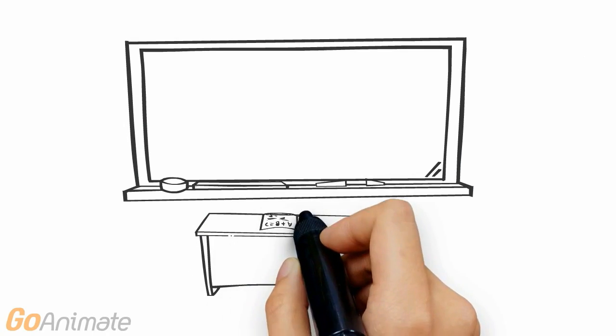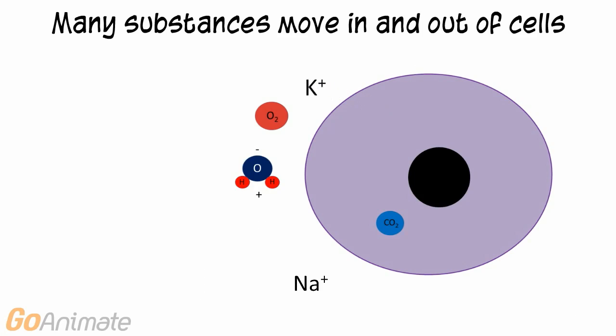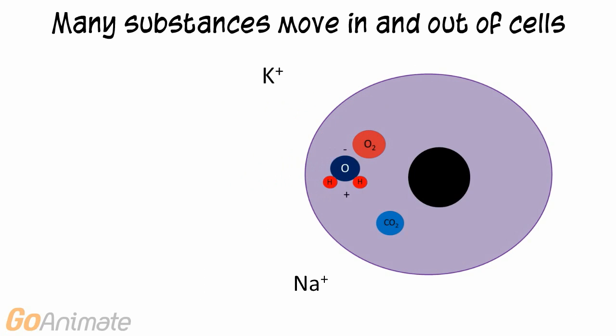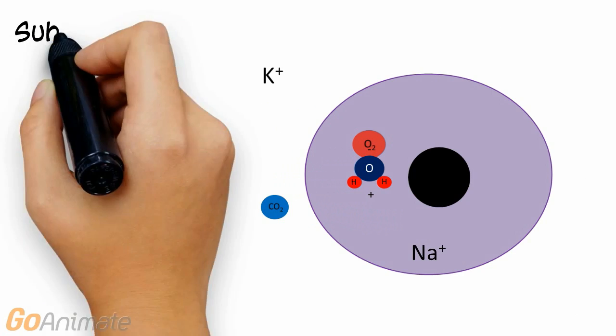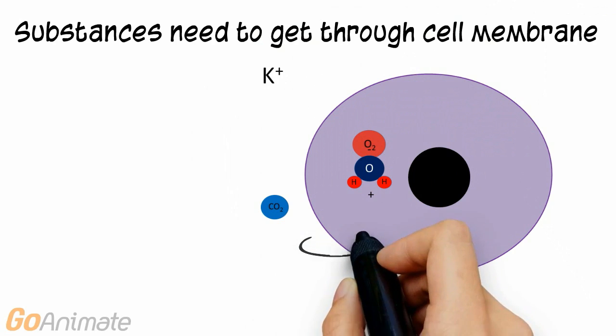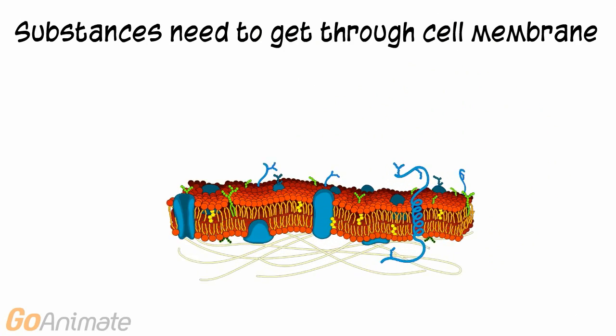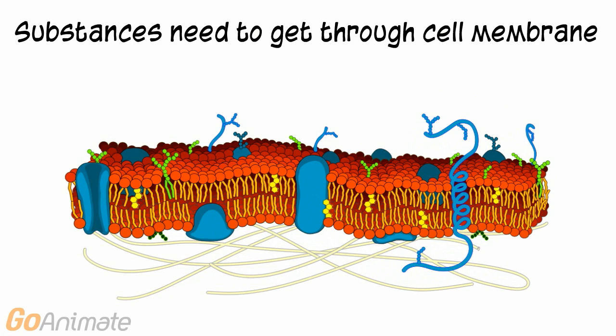Let's learn about cellular transport mechanisms. Many substances move in and out of cells. In order to get substances into or out of the cell, they must get through the cell membrane. Let's take a closer look at the cell membrane.